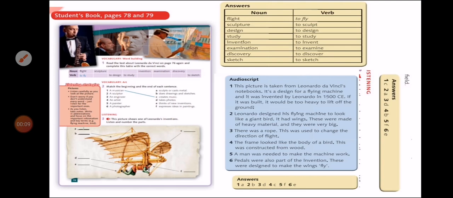Now, turn to page 78. We are going to have exercise number 1, word building. رح نحكي عن تركيب الكلمات أو هنا word building اللي هي بناء الكلمة. Now, read the text about Leonardo da Vinci on page 76 again and complete this table with the correct words.